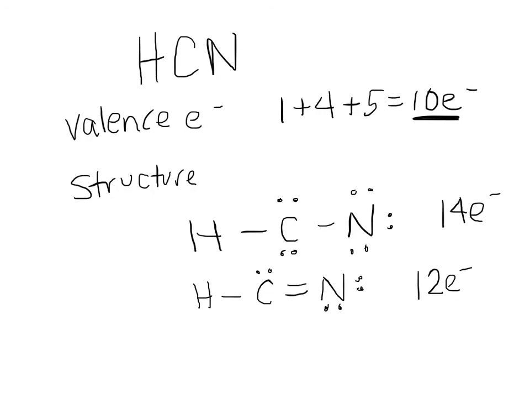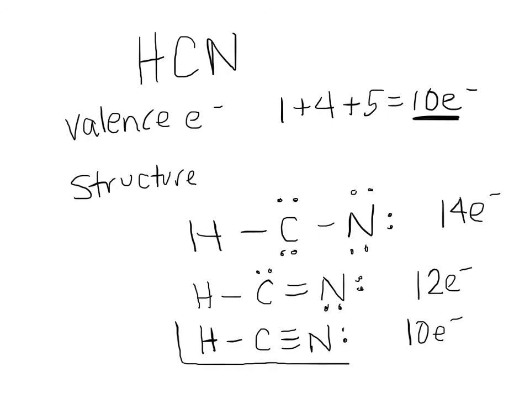So the next thing we're going to try is drawing a triple bond between that carbon and nitrogen. Looking at carbon, we see that we have 8 electrons around carbon. Nitrogen has 6 electrons and only needs 2 more. So we are all done. We have 10 electrons in our structure, and this is the correct structure for HCN. Just to recap, since our original number of electrons that we drew with single bonds was too many, we tried a double bond, and then we tried a triple bond. Start out simple and go from there.